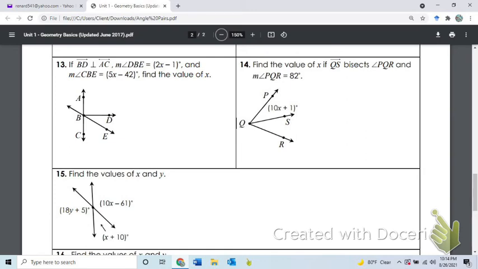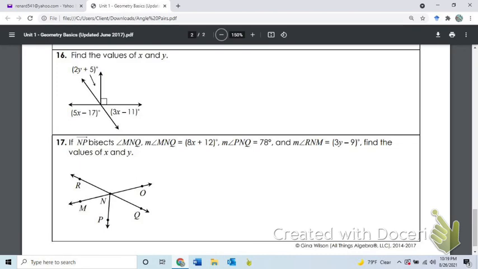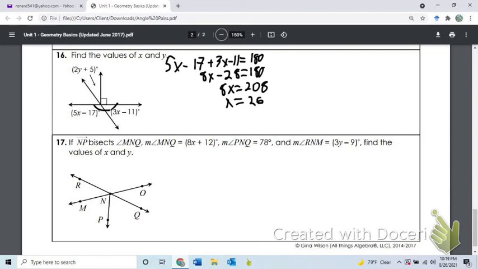So, 16, find the values of x and y. Again, we want to look for that angle pair which lets us solve for a variable. Can't yet solve for y, so we need to solve for x first. Again, we realize that those two are a linear pair, which means they're supplementary. So we know that 5x minus 17 plus 3x minus 11 equals 180. 8x minus 28 equals 180. Add 28, divide by 8. So x equals 26.